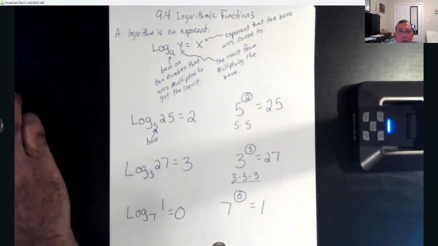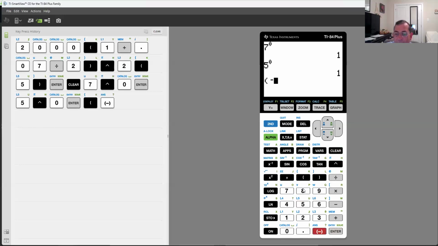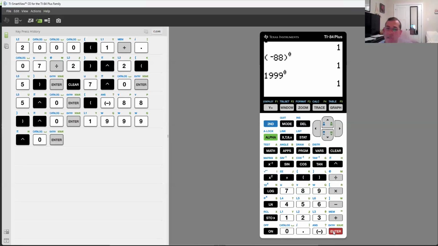And y'all watch this. Let's do this real quick. Watch this. 7 exponent 0 equals 1. 5 exponent 0 equals 1. Negative 88 exponent 0 equals 1. 1,999 exponent 0 equals 1. So y'all getting the point? I don't care what the base is. If that exponent is a 0, then that result is a 1 on those, okay?